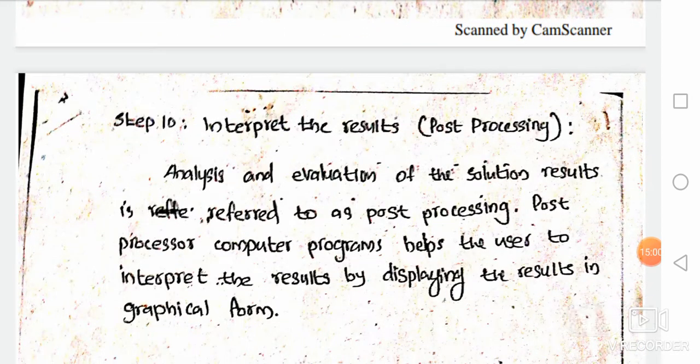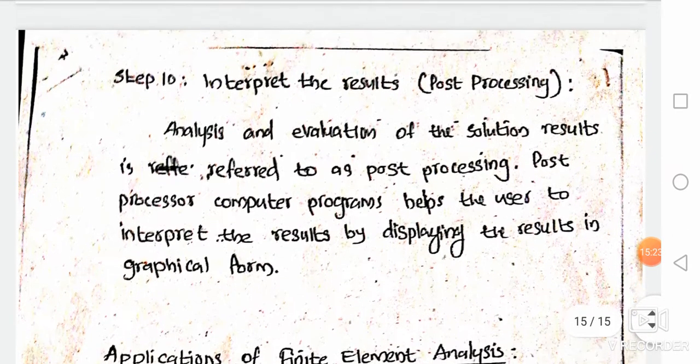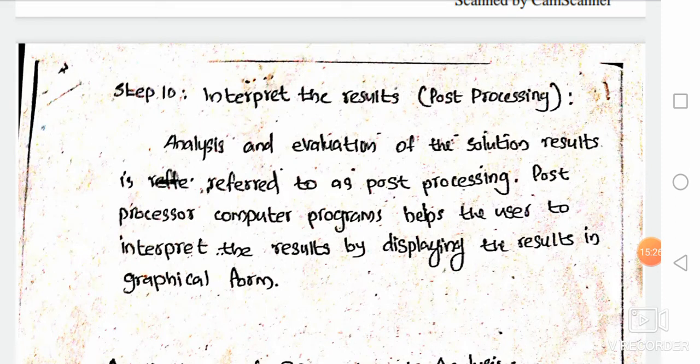Next and last step is to interpret the result, the post-processing step. After the evaluation, the result is referred to as post-processing. The post-processor computer programs help the user to interpret the result by displaying the result in graphical form. These are the steps involved in the finite element method. These steps are very important.